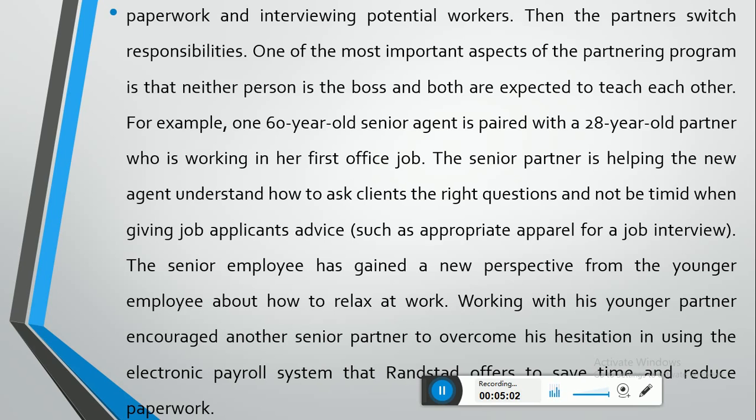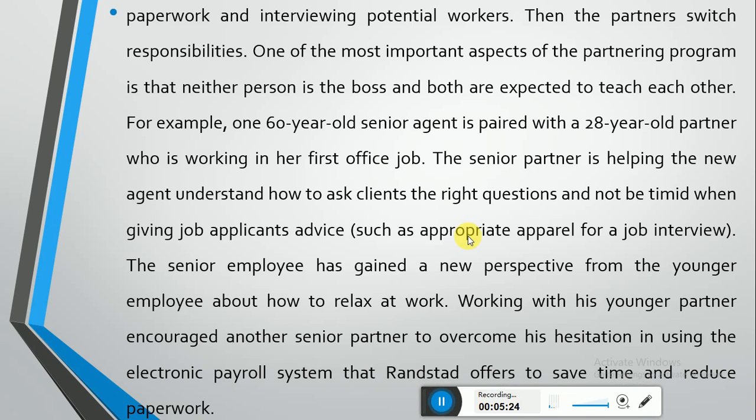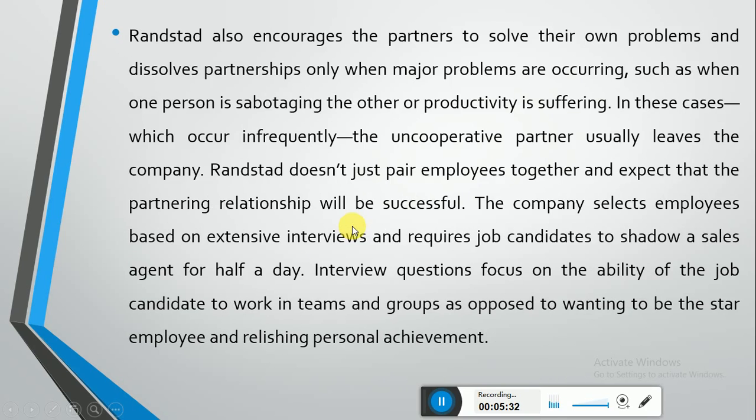The senior employee has gained a new perspective from the younger employee about how to relax at work. Working with his younger partner encouraged another senior partner to overcome his hesitation in using the electronic payroll system that Randstad offered to save time and reduce paperwork. So you see that there are many advantages of working as a partner with each other. They learn new techniques, they learn new skills, they learn from each other. So this is a company.